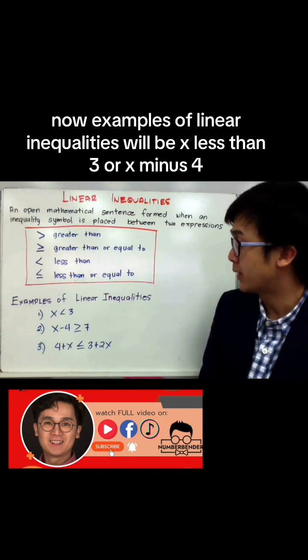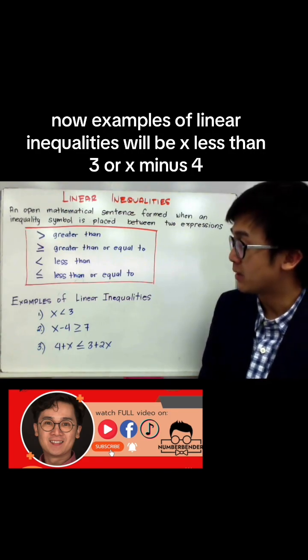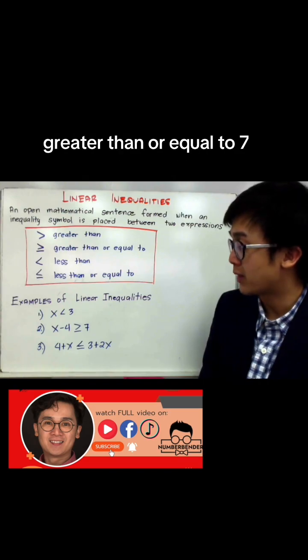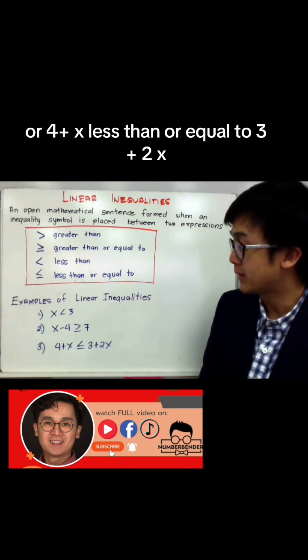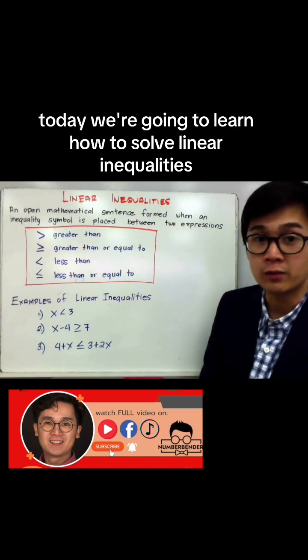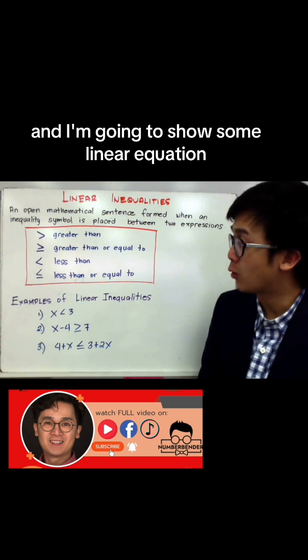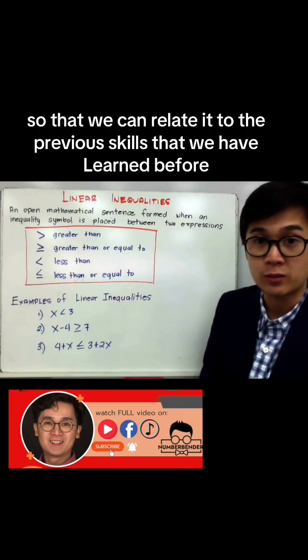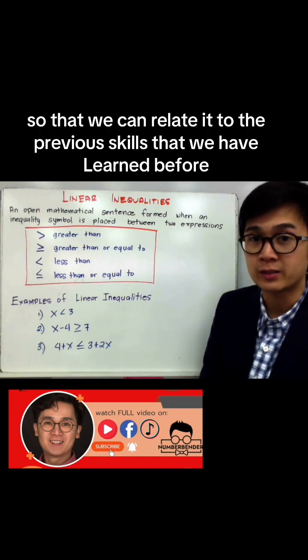Examples of linear inequalities will be x less than 3, or x minus 4 greater than or equal to 7, or 4 plus x less than or equal to 3 plus 2x. Today we're going to learn how to solve linear inequalities, and I'm going to show some linear equations so that we can relate it to the previous skills that we have learned before.